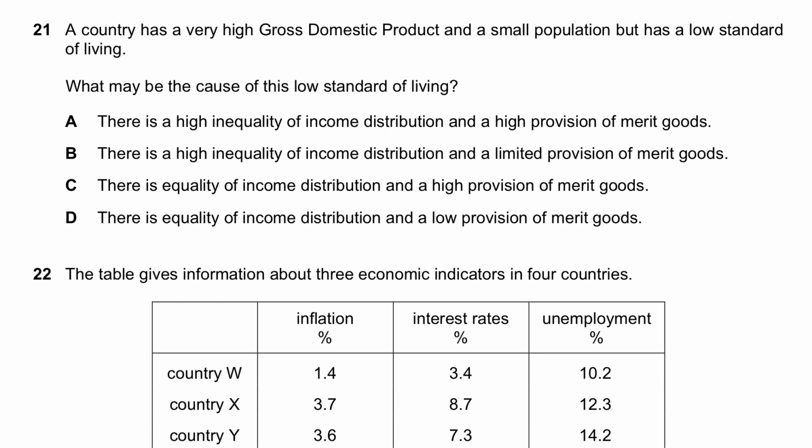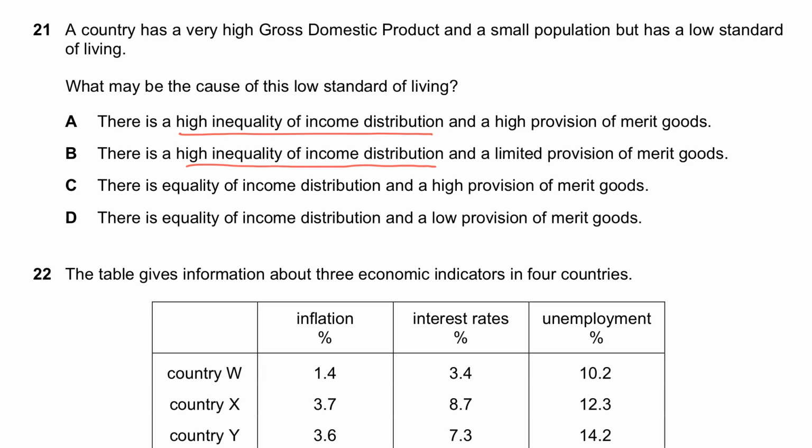Question number 21 says a country has a very high GDP and a small population but has a low standard of living. What may be the cause of this low standard of living? Well, if the country has a very high GDP but a small population, we should ideally believe that the standard of living must be high. The only reason why it could not be high could be high inequality of income distribution. If a lot of people have less income, or if the income is distributed in an unequal manner, then there will be a problem of lower standard of living.